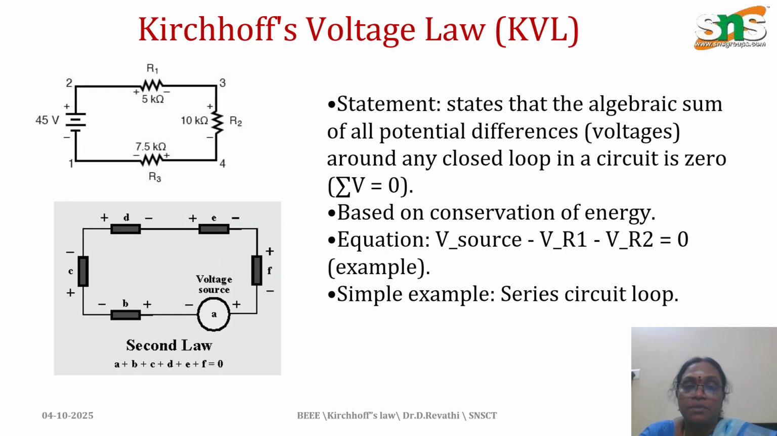Next is KVL, the Kirchhoff voltage law. The statement says that the algebraic sum of all potential differences around any closed loop in a circuit is 0. Here there is a loop, so we write the equation: the voltage source minus the drops in the resistors is equal to 0. Here I mentioned V source minus VR1 minus VR2 equals 0. Like this, we write for however many resistors there are, along with the source, equal to 0.